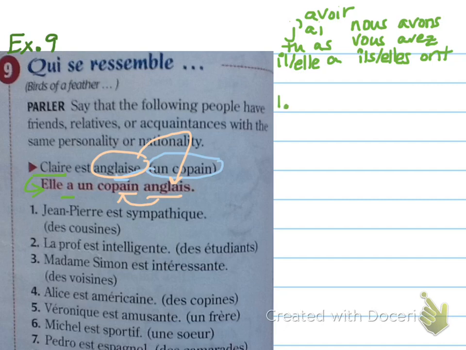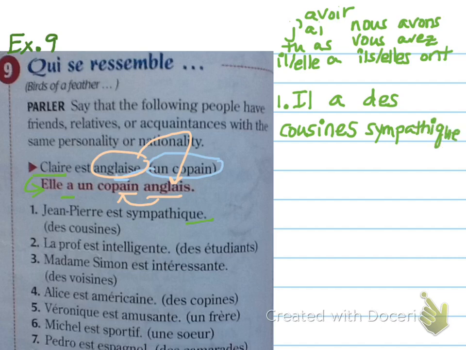So for example, for number 1, you would write il a des cousines. And des cousines is feminine and plural. So sympathique here is masculine and singular. So I have to make it feminine and plural. I don't add an E to it because it already ends in an E, but I need to add an S to make it plural. So you're writing out sentences like that for the 9 of those.